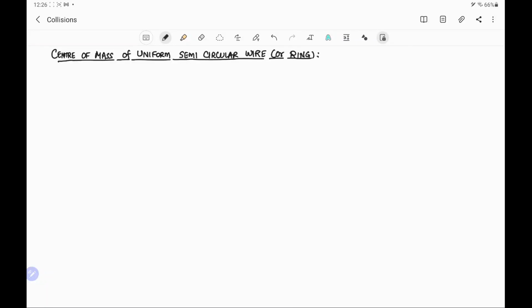We have to find the center of mass of the uniform semicircular wire. Suppose this is the XY coordinate system on which we are representing the semicircular wire whose center is at the origin. Suppose M is the mass of the semicircular wire and R is the radius.